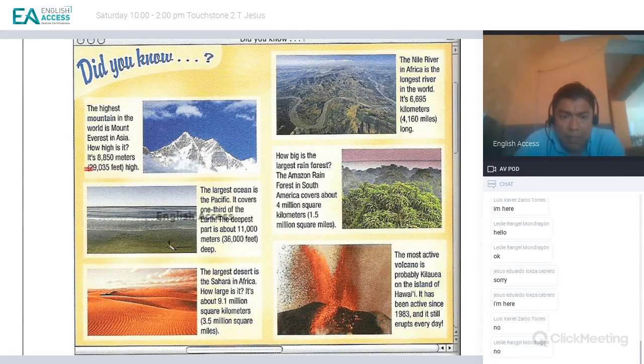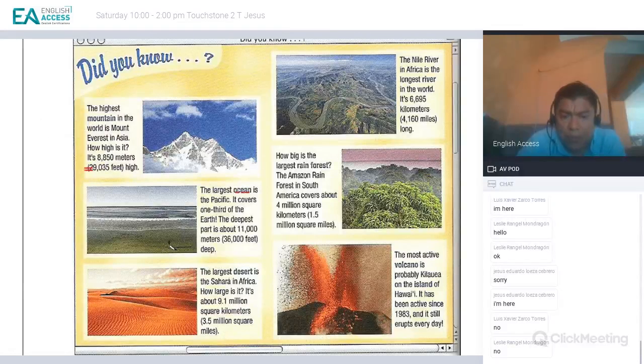Okay. What about this thing? What are we looking at here? We're looking at the ocean. The largest ocean is the Pacific Ocean. It covers 1/3 of the Earth. One ocean covers 1/3 of the Earth's surface. And the deepest part is about 11,000 meters deep. And this is the equivalent to 36,000 feet deep.